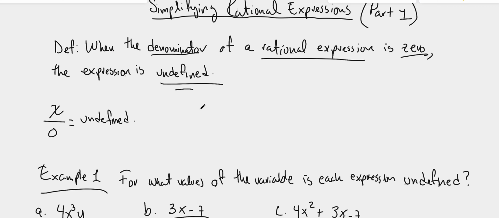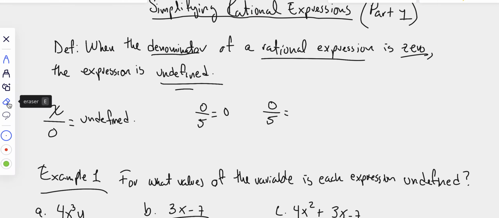And this is why it makes sense. We know that 0 divided by 5 is 0. Let's think about it in a different way. What number times 5 gives me 0? Well, that number will be 0. Now, what if we flip it around? I'm just using 5, but this works for any number.